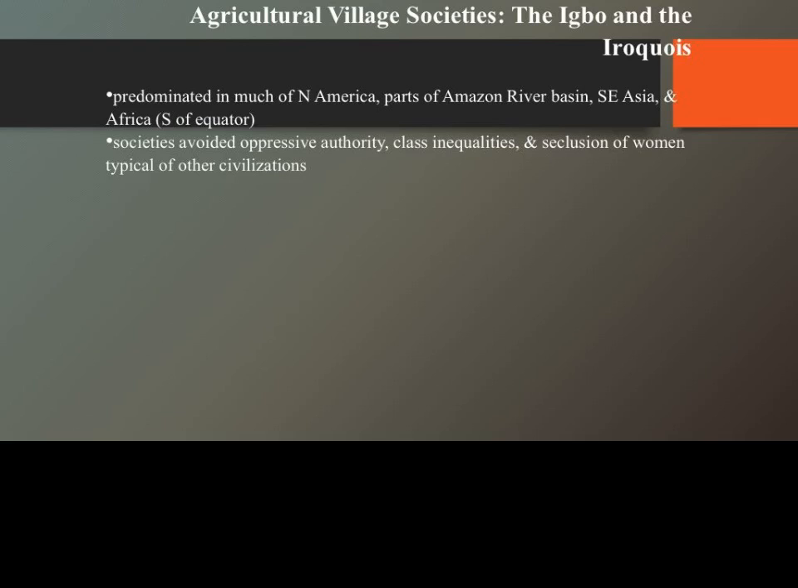Okay, let's talk about the agricultural village societies of the Igbo and the Iroquois. They predominated in much of North America and parts of the Amazon River Basin, Southeast Asia, and Africa south of the equator. And these societies mostly avoided oppressive authority, class inequalities, and even seclusion of women, typical of other civilizations. So they had this egalitarian kinship society without state systems. These societies had histories and a certain degree of social and economic sophistication, but did not have, per se, larger political systems. Instead, they relied on kinship.